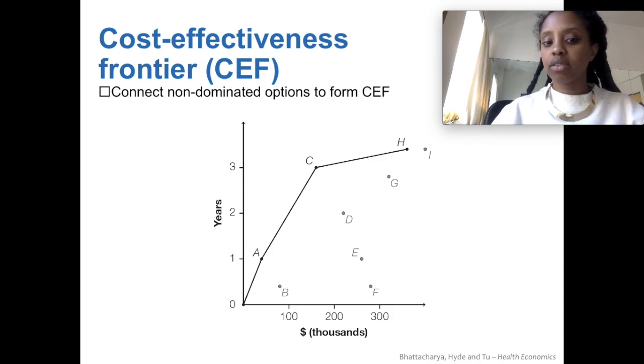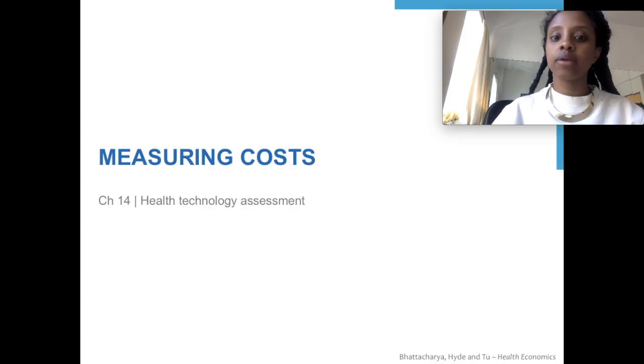Now, I is a little bit shorter than H on the y-axis, so it's fewer life years, but it's further to the right in dollars, so it's more expensive. So it's wholly dominated. That's why H is included and not I.